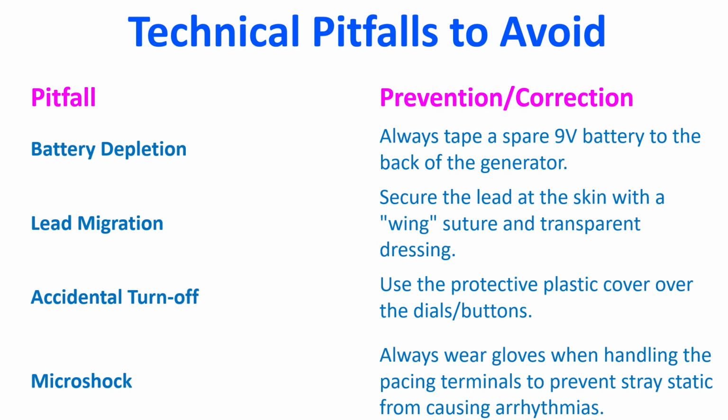Battery depletion. Always tape a spare 9-volt battery to the back of the generator. Lead migration. Secure the lead to the skin with a wing suture and transparent dressing. Accidental turn off. Use the protective plastic cover over the dials or buttons.